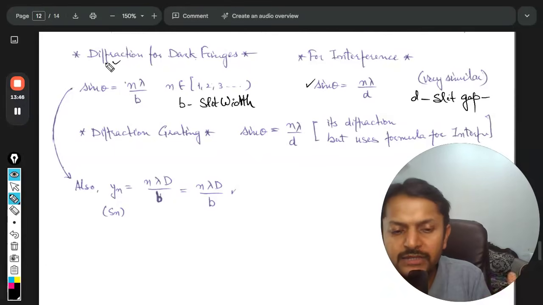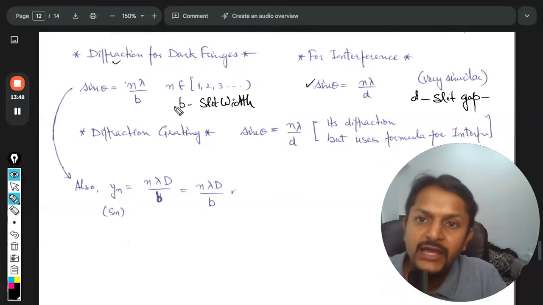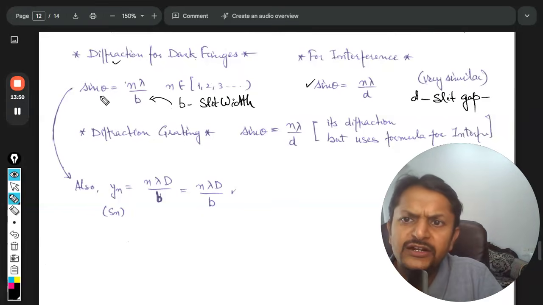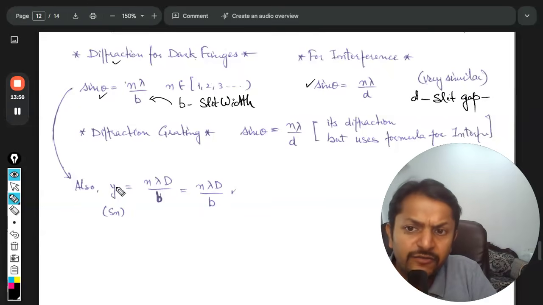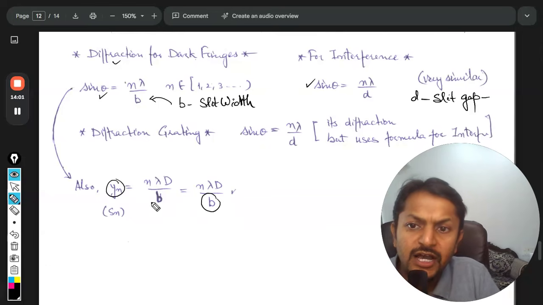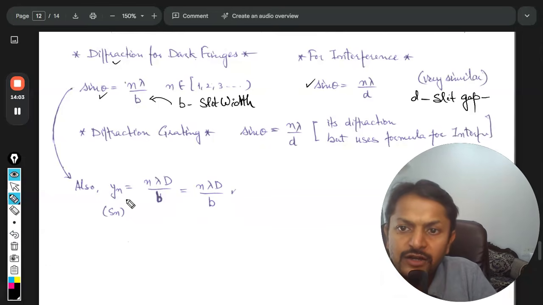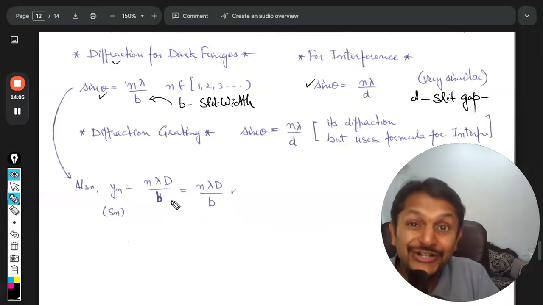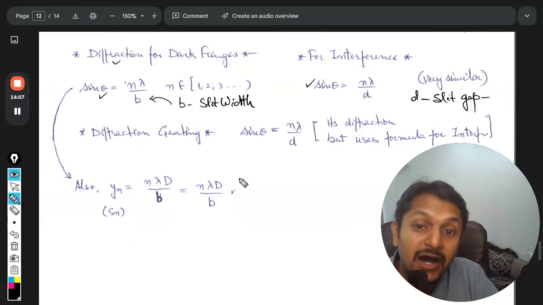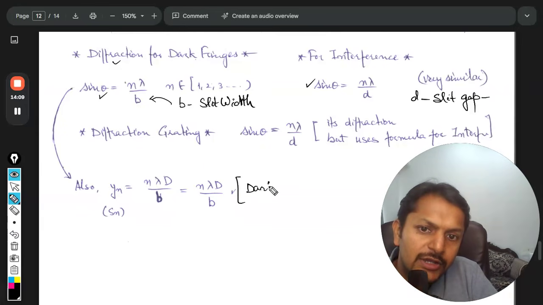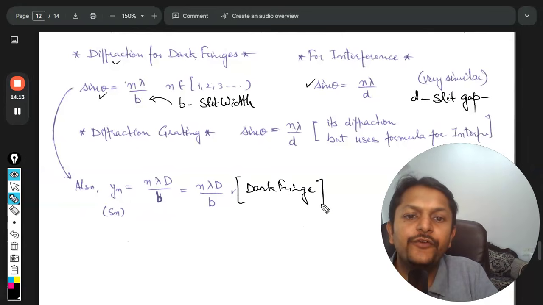There can be multiple slits, but we're talking about the slit width. So you just substitute the value b here and it will give you theta. After that, like the y formulas, again you are just substituting the value of b there. But these formulas here for the y, you are using the constructive formulas from the interference, but this is for the dark fringe for diffraction.